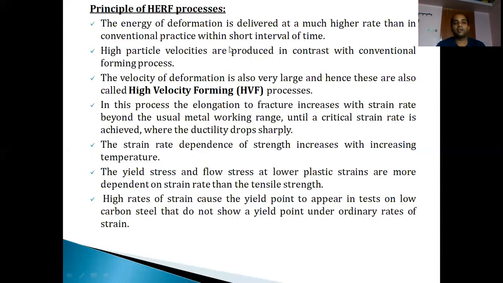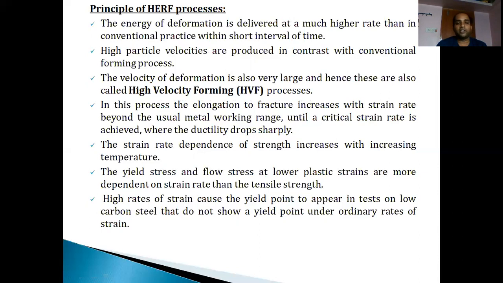So when the energy is applied, what happens? The particles present in this energy travel with greater velocities, which are responsible for developing the forming process, compared with the conventional forming process also. Therefore, the velocity of deformation, especially for high energy rate forming, is very large in nature, and that is the reason we call this one also high velocity forming processes.